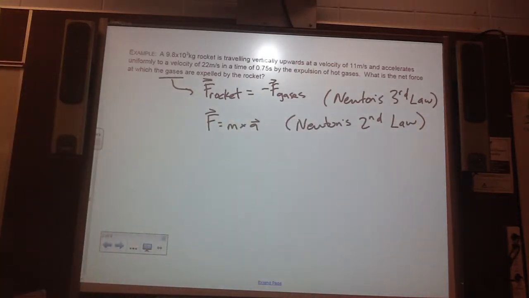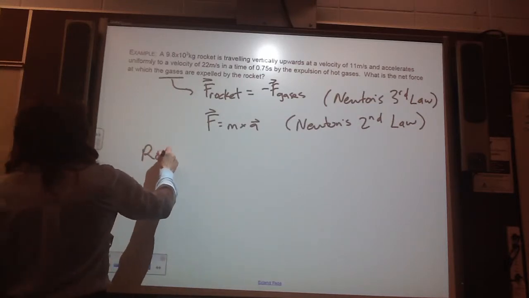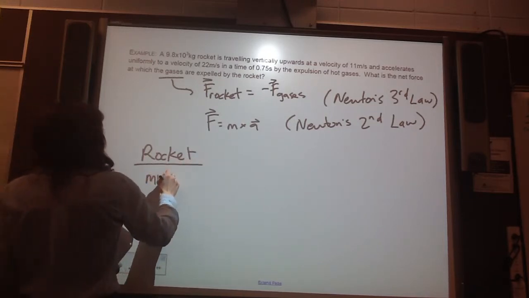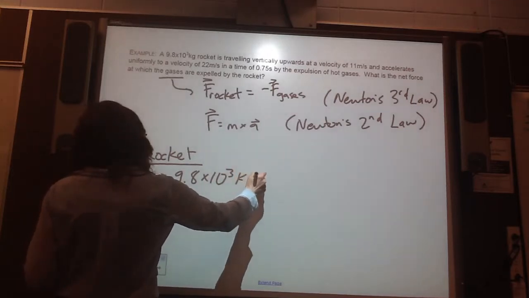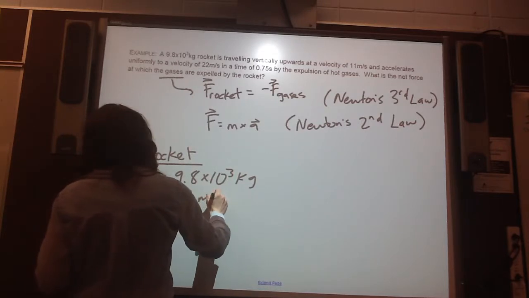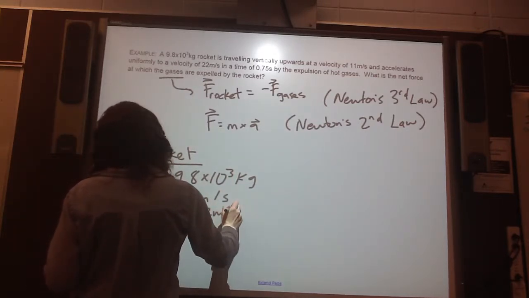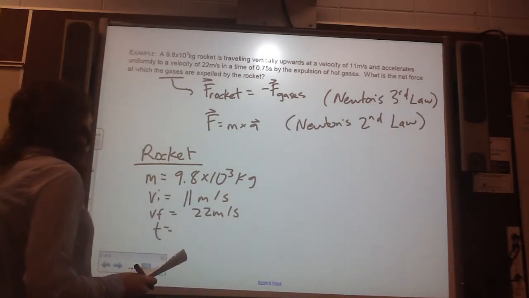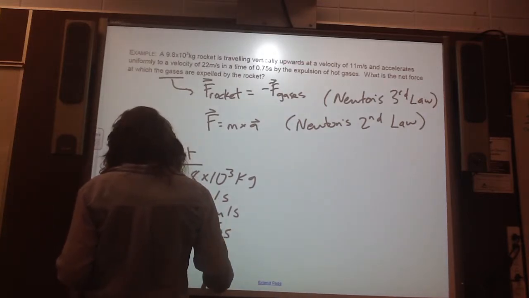Alright, so I'm going to write out everything I know and get organized. What do I know about my rocket? Well, the mass of my rocket is 9.8 times 10 to the 3 kilograms. My initial velocity is 11 meters per second, and my final velocity is 22 meters per second. The time it takes for the rocket to reach this final velocity is 0.75 seconds.